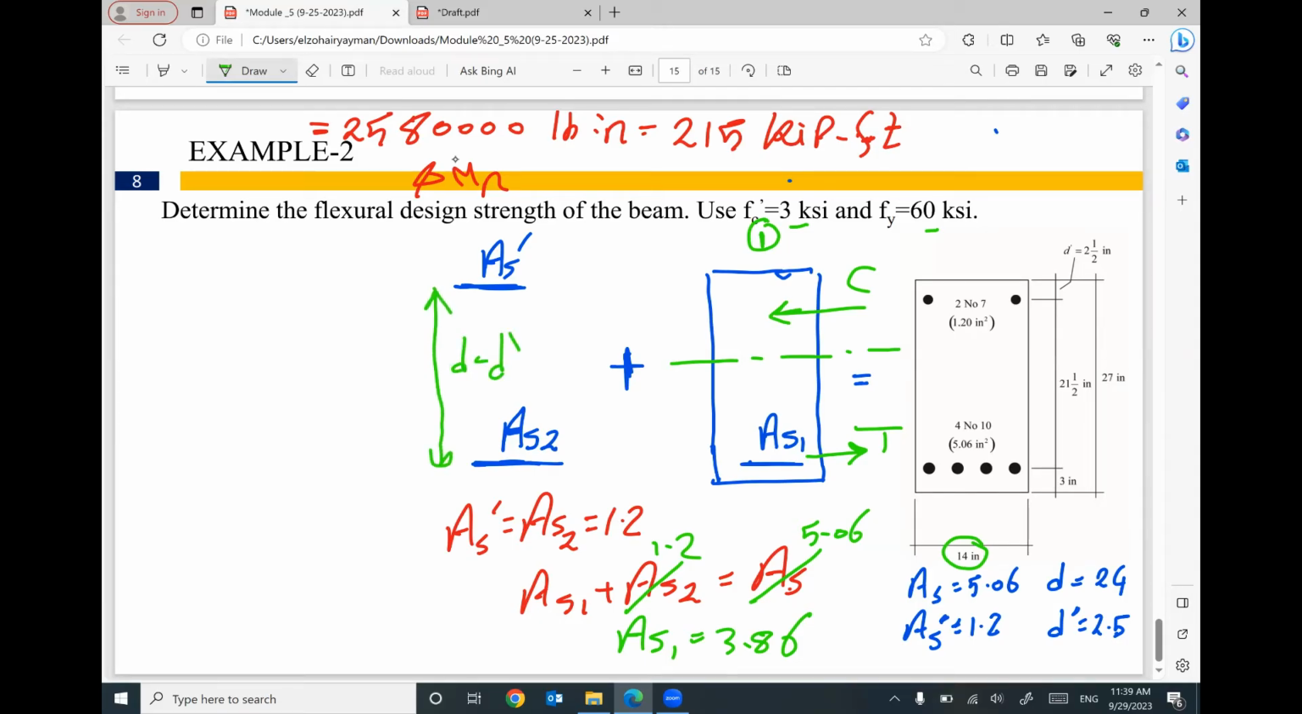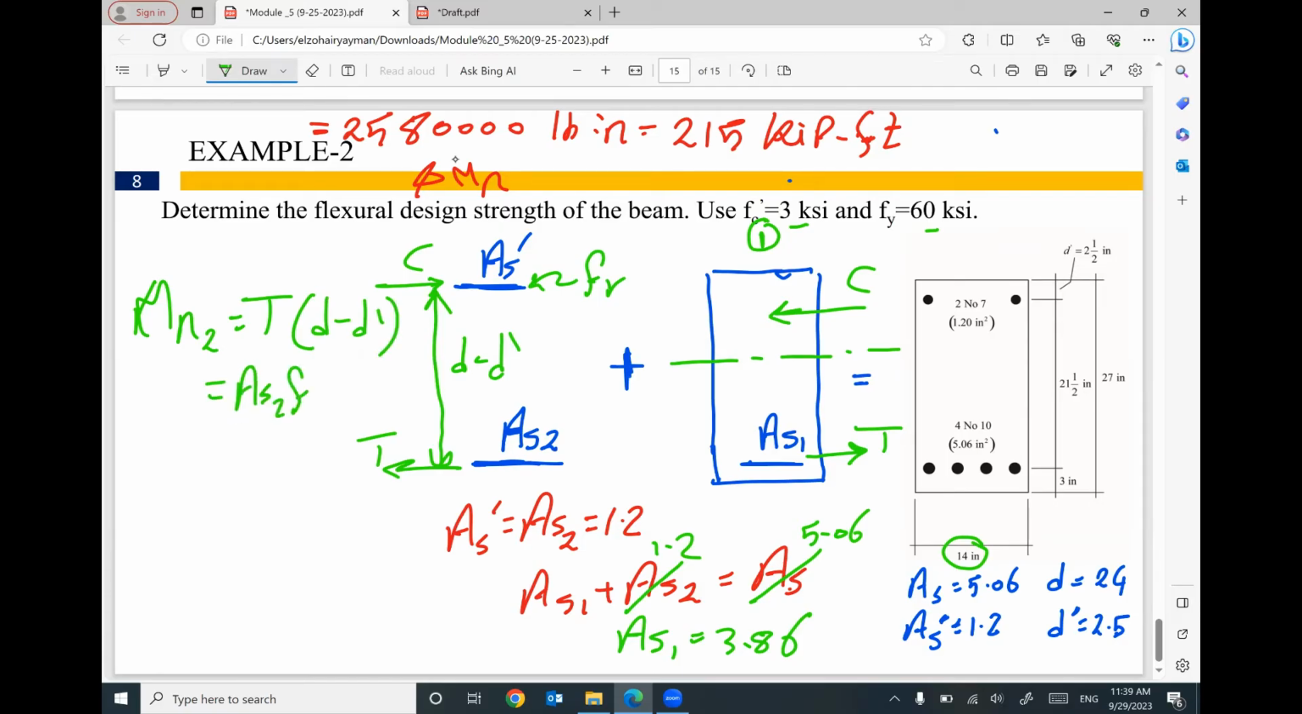I will assume the steel reinforcement in compression yielded. So Mn2 equals one of them, T, because we have compression here and tension here. So one of them, T, times d minus d prime. Capital T equals area of steel 2 times f yield.